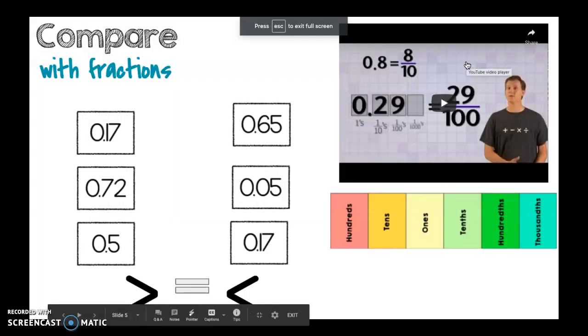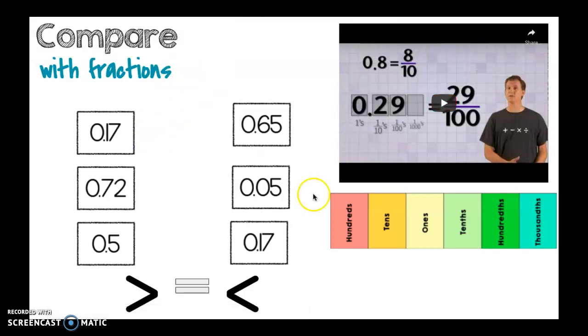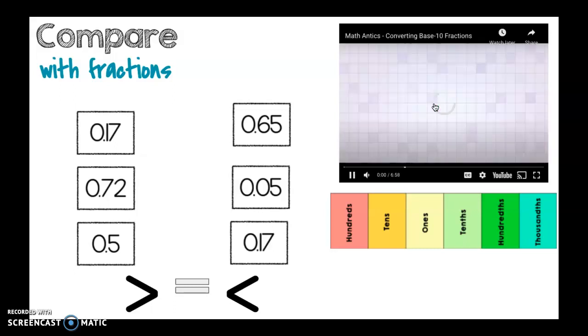So now we compare with fractions. Let's watch this short math antics video on comparing with the help of fractions and decimals.